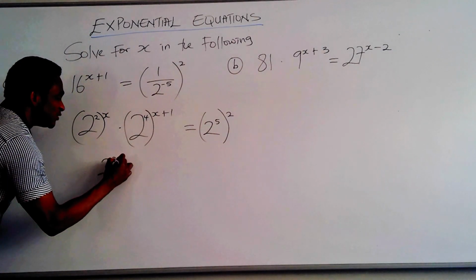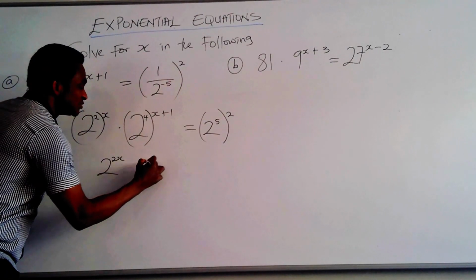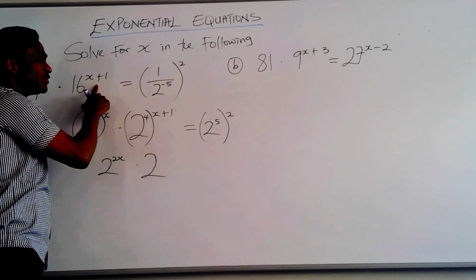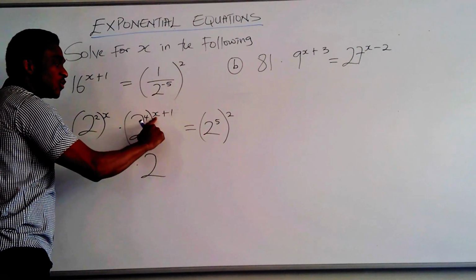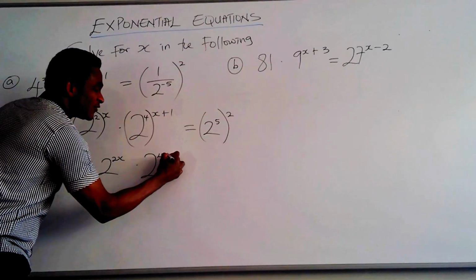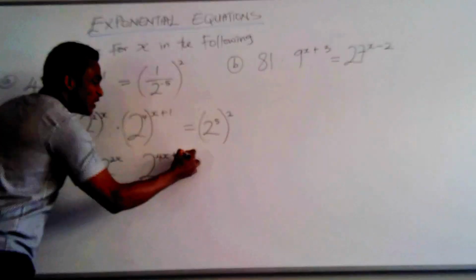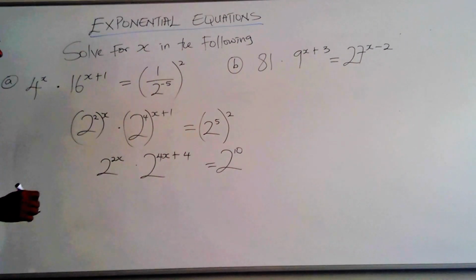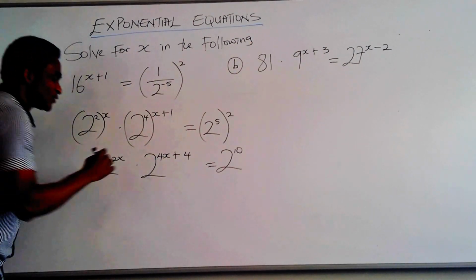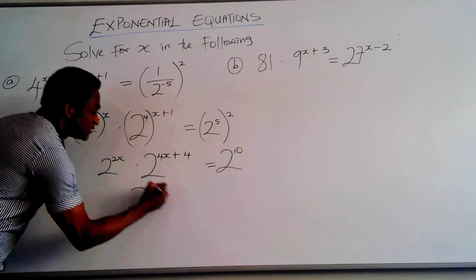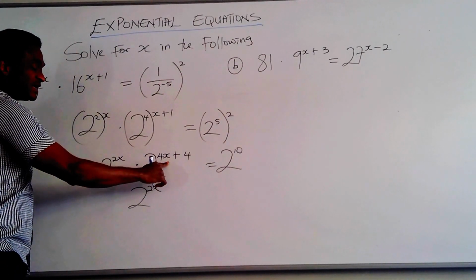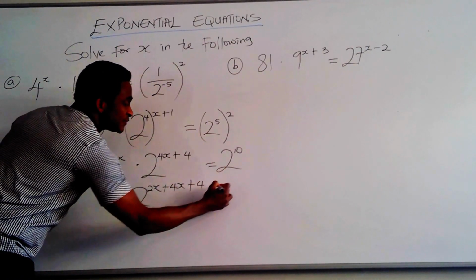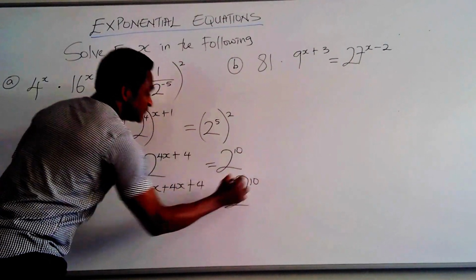This will give us 2 exponent 2x times. Please remember that this 16 belongs to both exponents, so this 4 should also go into both of them. So we have 2 to the power of 4x plus 4 times 1 is 4, equals 2 to the power of 10. Let's simplify further. We have 2 to the power of 2x. Multiplication here says add the exponents. So we have 2x plus 4x plus 4 equals 2 exponent 10.